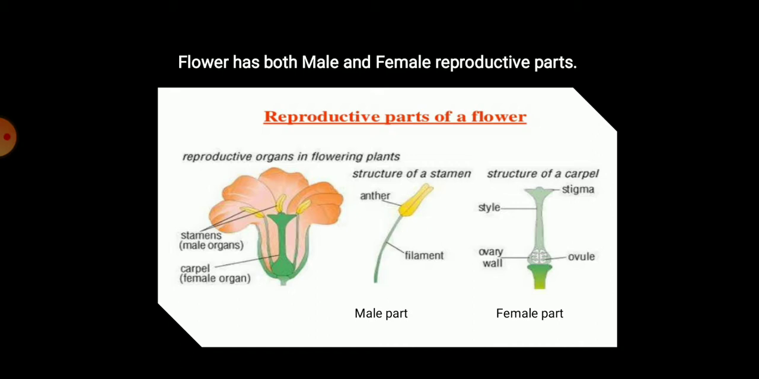And when this male part fuses with the female part, then only a seed is produced, and with the help of the seed, a new plant can be grown. I hope you have understood the parts of a flower.